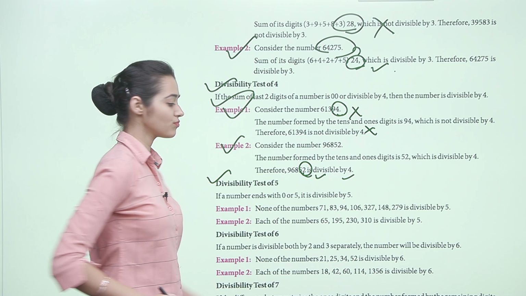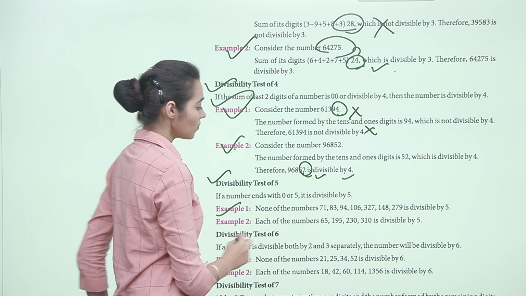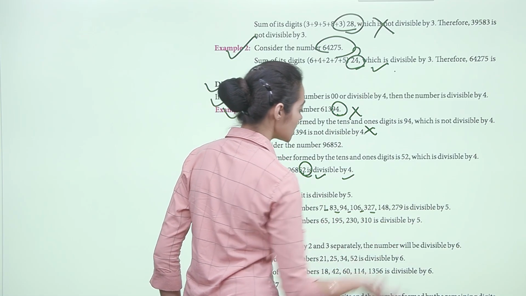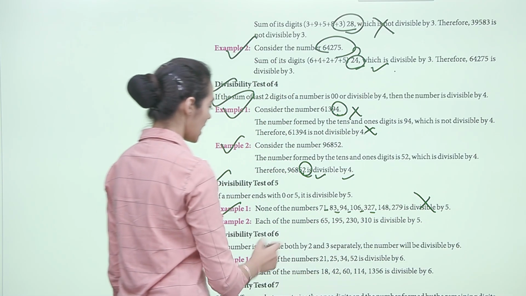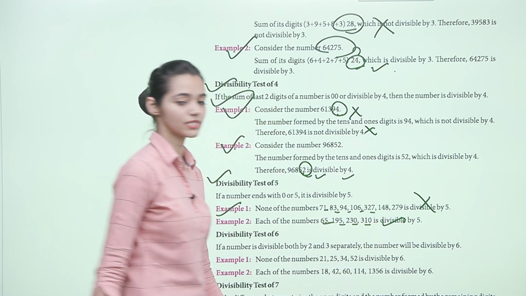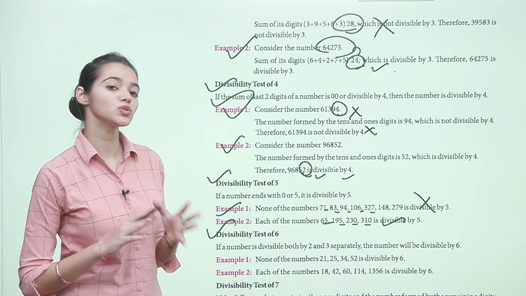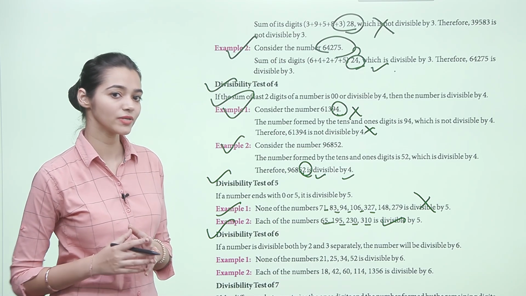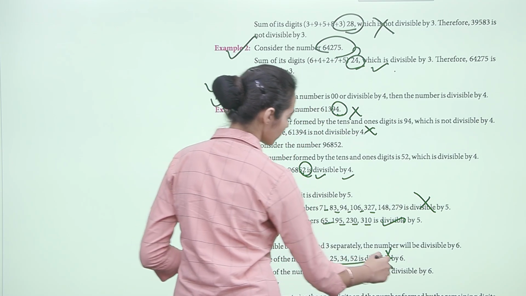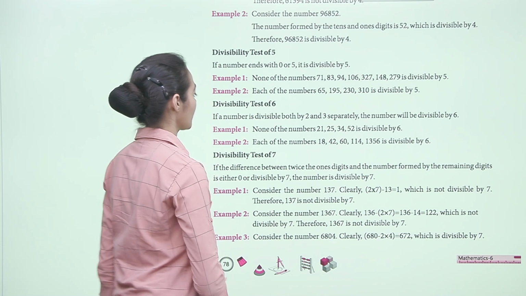Now divisibility test of 5. If the number ends with 0 or 5, then it is divisible by 5. In example number 1, none of these numbers have 5 or 0 in their unit place, so they are not divisible by 5. And in each of these numbers, all of these have 0 or 5, so they are divisible by 5. Now divisibility test of 6. If a number is divisible by 2 and 3 separately, then the number will be divisible by 6. For example, none of these numbers are divisible by 6 and each of these are divisible by 6.